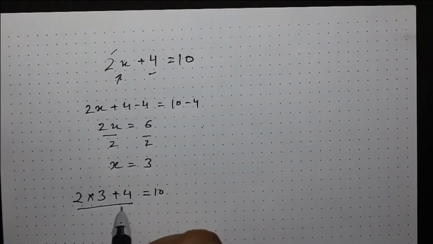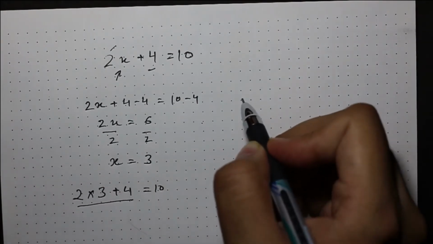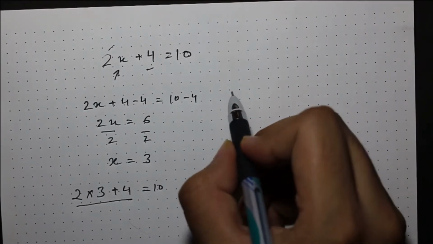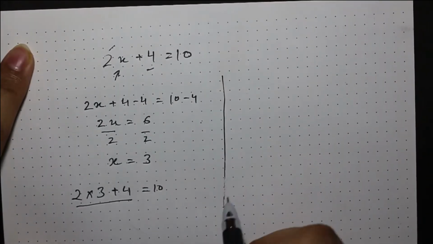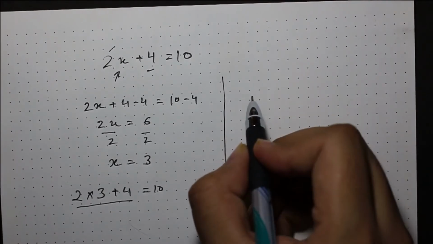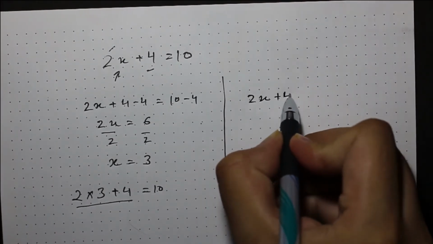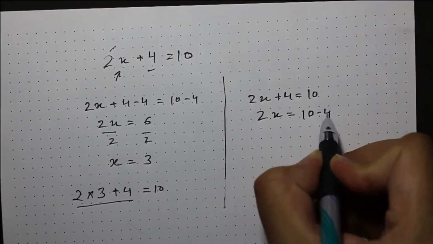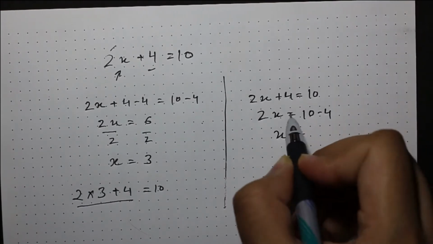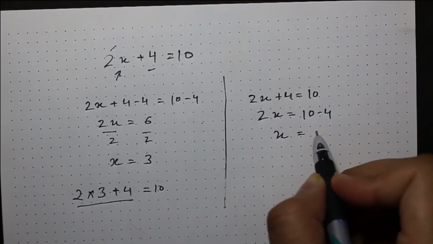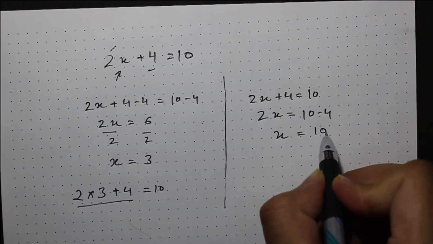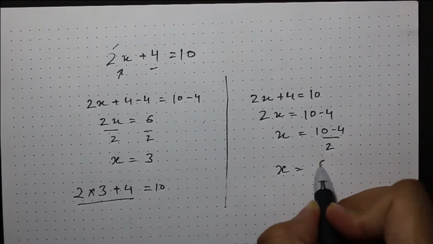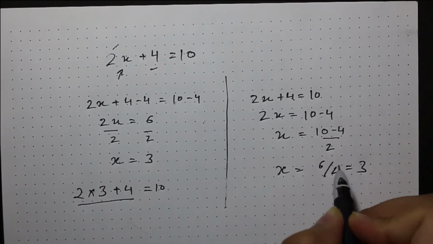Now there is one more method, that is by moving the terms across the equation. So what we can do is 2x plus 4 equals 10. We can move 4 across, so 2x equals 10 minus 4, and the plus becomes a minus. The coefficient will be dividing the other side. So 10 minus 4 divided by 2. So we get x equals 6 divided by 2, which is 3. So these are the two ways in which you can solve the linear equation.